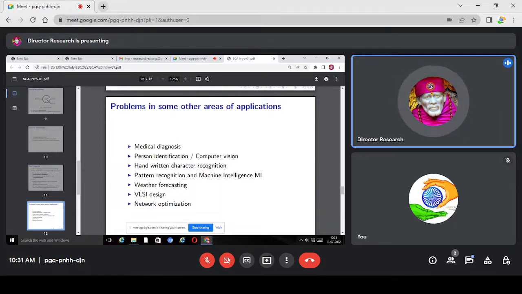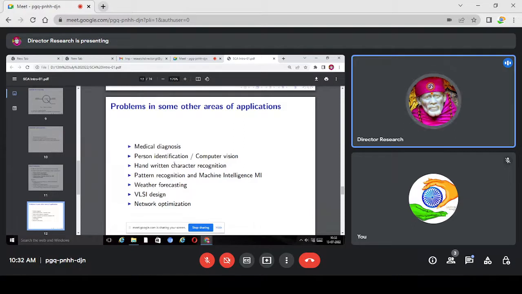Using soft computing: handwritten character recognition, pattern recognition and machine learning. Weather forecasting means determining what the weather is, whether it is a degree of hotness, a degree of coldness, medium weather, or too much cold or too much hot. We can identify this by using soft computing techniques. This is one of the application areas.